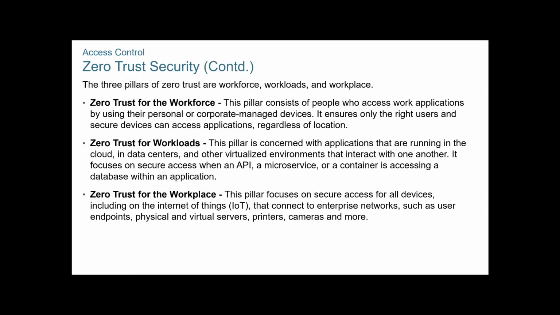The three pillars of zero trust are workforce, workloads, and workplace. The workforce consists of the people who access those applications using their devices. Then Zero Trust for Workloads is about the applications that are running in the cloud or in the data center or other environment you may have at work, like secure access when an API is used. Then Zero Trust for the Workplace is secure access for all devices in the workplace, including the Internet of Things.